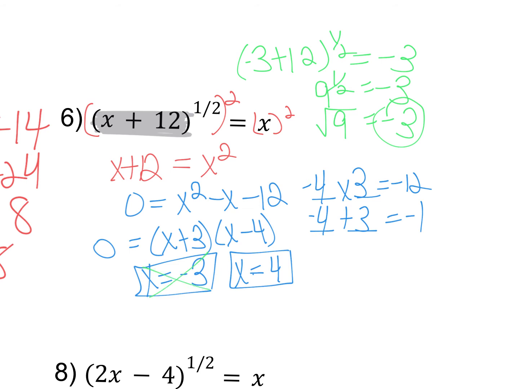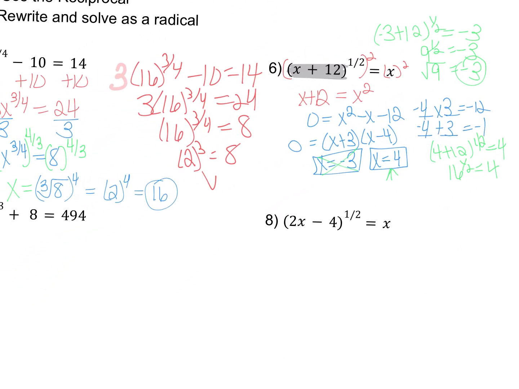We can also check with 4. So if we did 4 plus 12 to the 1/2 equals 4. 4 plus 12 is 16 to the 1/2. The square root of 16 is 4. So those are both positive, which is good. So your only actual solution is going to be x equals +4.